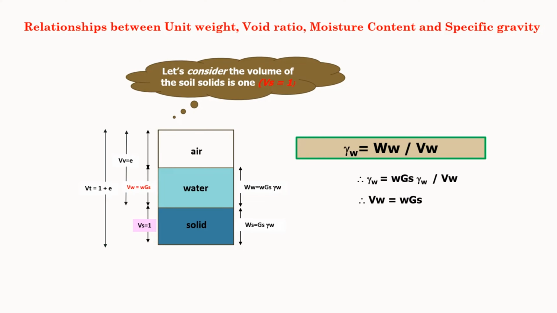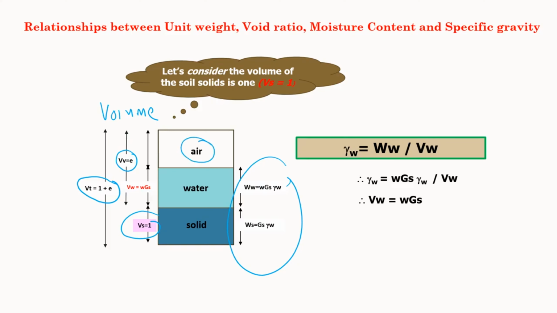Now let's continue with other equations. This time we focus on the volume parts, because we already completed weight. The same thing, we consider that volume of solid is equal to 1. We already know the equation for volume of void from the previous derivations, which is equal to void ratio, and we can simply sum up the total volume, which is equal to 1 plus e. Now we are left with volume of air and the components for water with regard to volume.